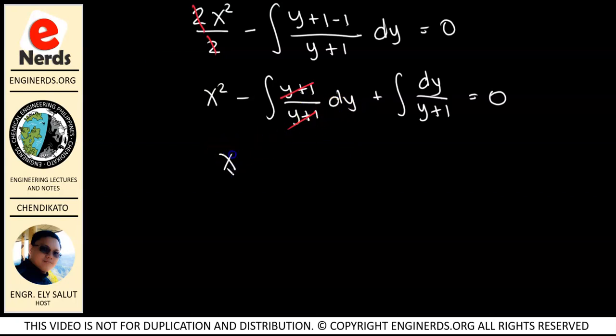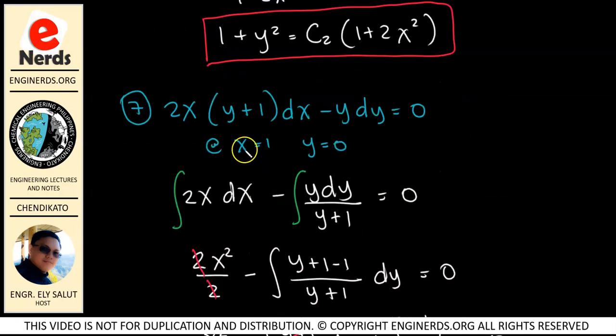So I will have x squared minus the integral of dy, which will be y, plus the integral of dy over y plus 1. The derivative of the denominator y plus 1 is dy. Therefore, this will be ln of y plus 1, and this will be equal to c. So basically, nasolve na natin yung ating differential equation, but we still have an arbitrary constant here.